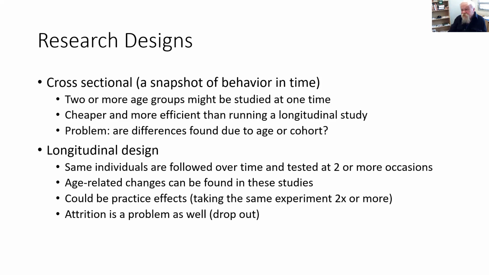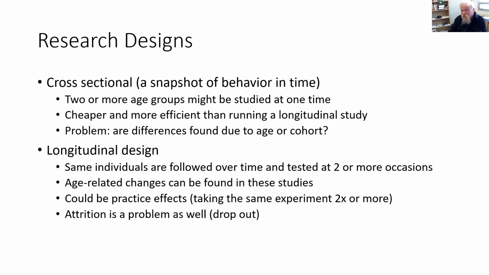So we could study 2 or more age groups at one period in time. That kind of study is cheap to do. You don't have to spend a lot of money on participants over time, because you're just looking at them once. And it's more efficient than running a longitudinal study, which measures people's behaviors over time.